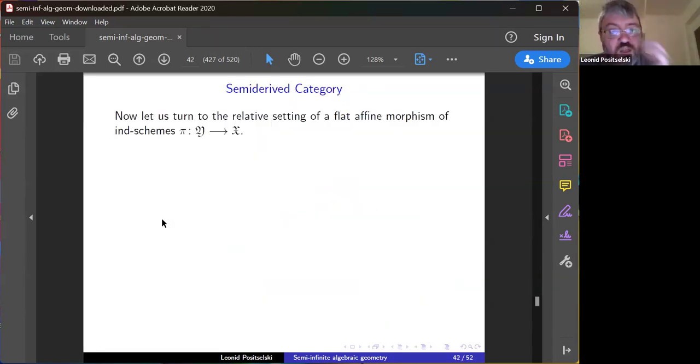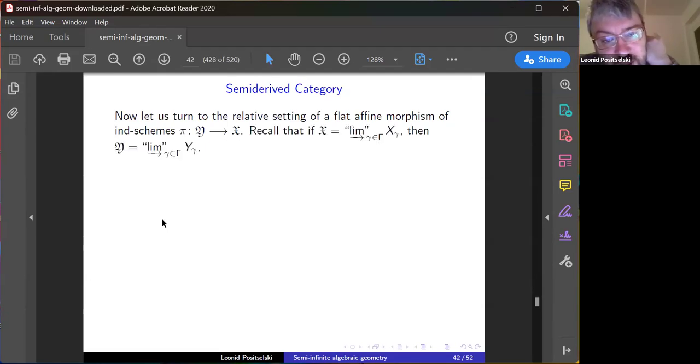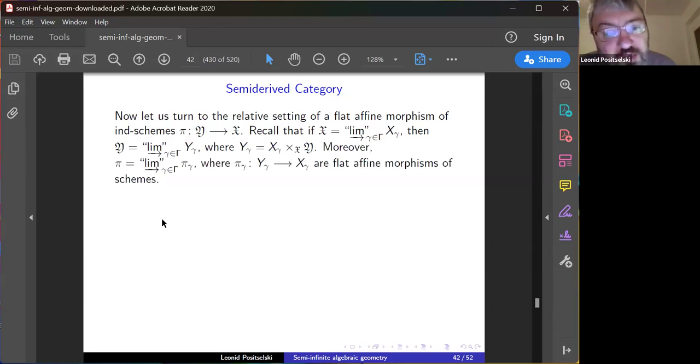Semi-derived category. But now let's turn to the relative setting of a flat affine morphism of ind-schemes pi from Y to X. Recall that if X is a direct limit of X_gamma, then Y is the direct limit of Y_gamma, where Y_gamma is the pullback of X_gamma and Y over X. Moreover, pi is the direct limit of pi_gamma, where pi_gamma are the induced flat affine morphisms of schemes. Assume that X is ind-Noetherian.